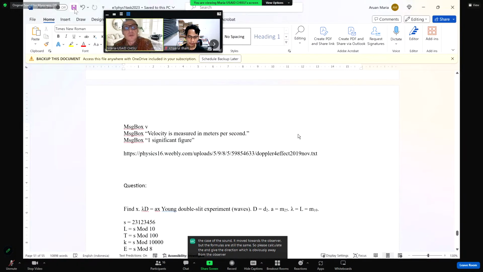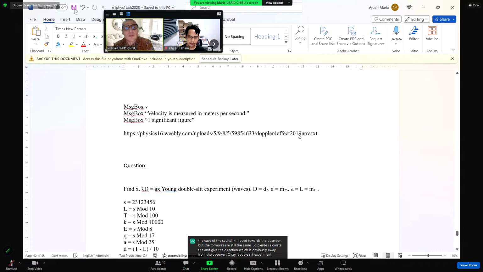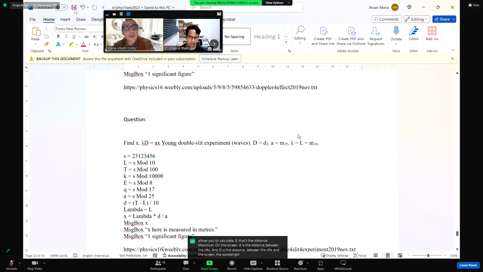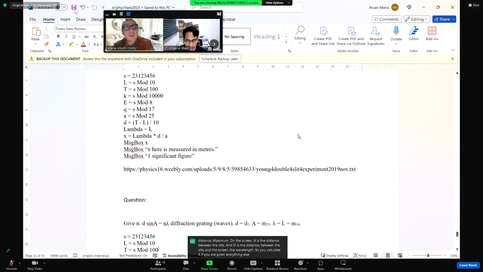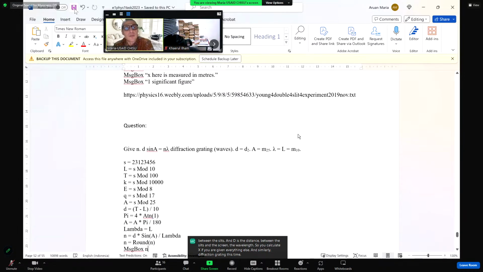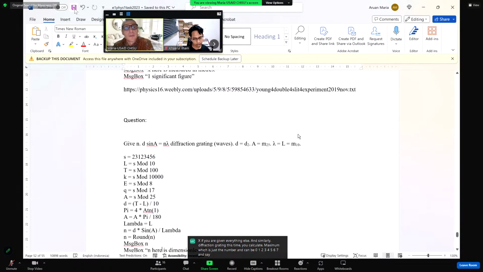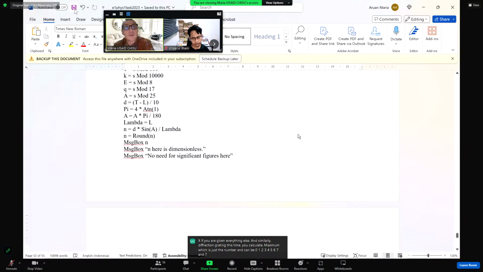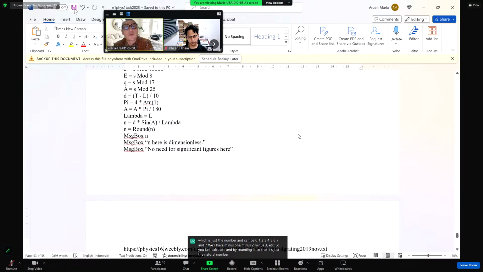Okay, the double slit experiment allows you to calculate x, the distance between maxima on the screen. A is the distance between the slits. D is the distance between the slits and the screen. Lambda is the wavelength. So you calculate x if you are given everything else. And similarly for the diffraction grating, this time you calculate the number of the maximum, which is just a number. It can be 0, 1, 2, 3, 4, 5, 6, 7, etc., or -1, -2, -3, etc. So you just calculate it by rounding it so that it's a natural number. It's dimensionless and no need for significant figures, obviously.